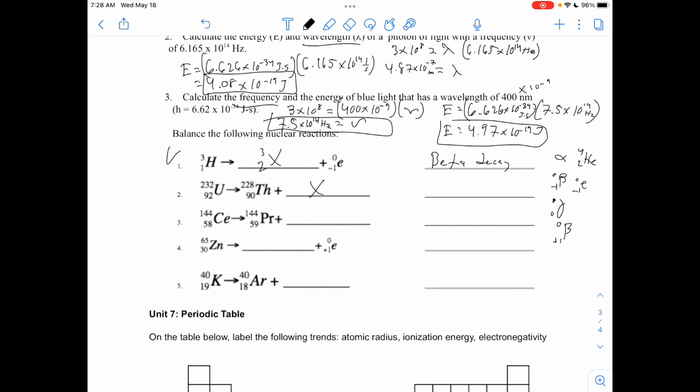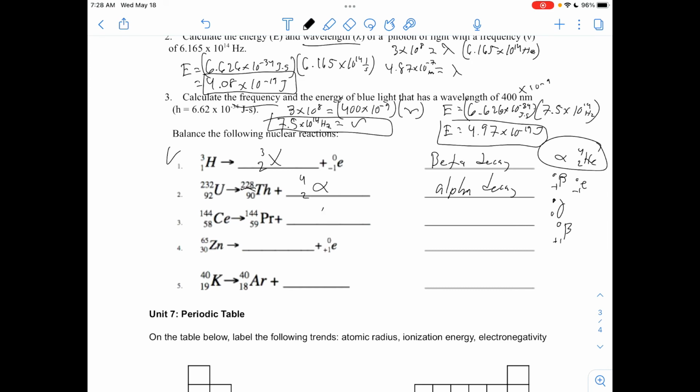Okay, again, we're looking for this, so let's see, how do I get 232 from this? Well, this has to be 4. 4 plus 228 is 232, and it has to be 2. So notice this follows an alpha particle, so I can change this to an alpha, or helium. So this is alpha decay.